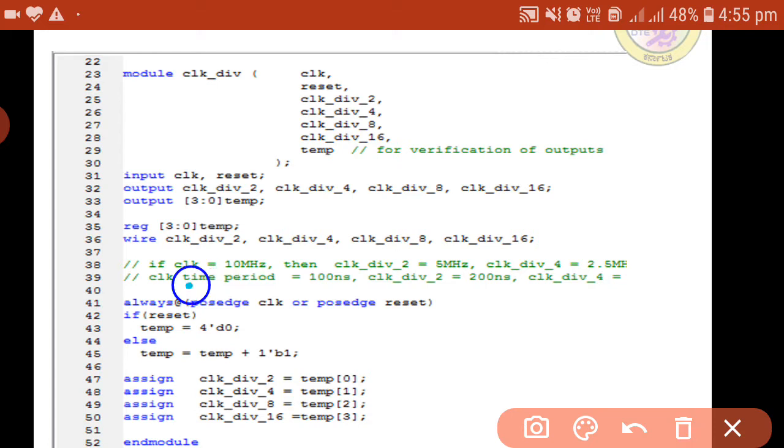Similarly, in terms of clock period, 10 megahertz has a clock period of 100 nanoseconds, clock division by 2, that is 5 megahertz, has 200 nanoseconds, divided by 4 has 400 nanoseconds, and similarly 800 nanoseconds and 1600 nanoseconds. Let us consider the input clock as 10 megahertz. Now we need to write the code for the counter.